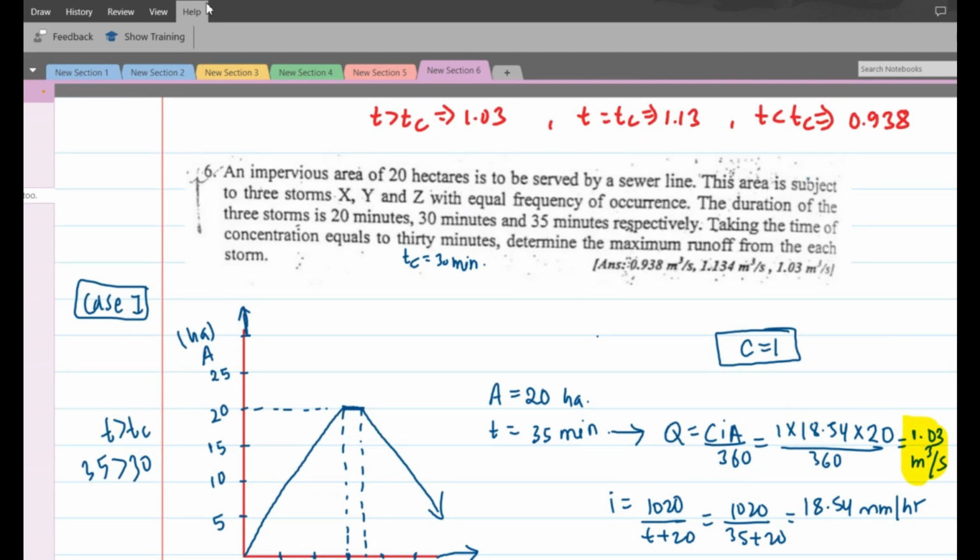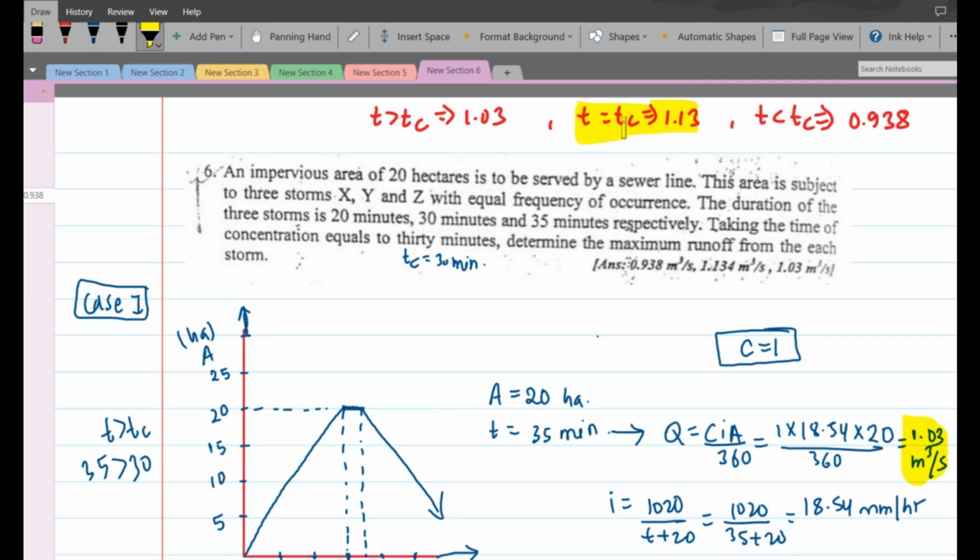So the maximum discharge, the maximum runoff, is given when T equals Tc. You need to remember this. When the duration of storm is equal to the time of concentration, there will be maximum runoff, right? So maximum runoff occurs when the duration of storm is equal to the time of concentration. This is the important point.